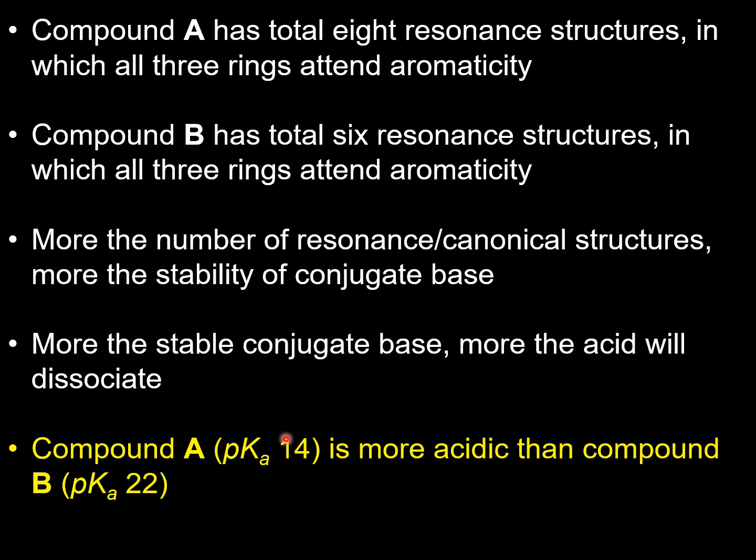And as you know, the more resonance or canonical structures you draw, the more stabilized the conjugate base. The more the conjugate base is stable, the more that acid will dissociate. So compound A is more acidic than compound B, which is also reflected in the pK value. Compound A has the pK value 14, while that of B pK is 22.